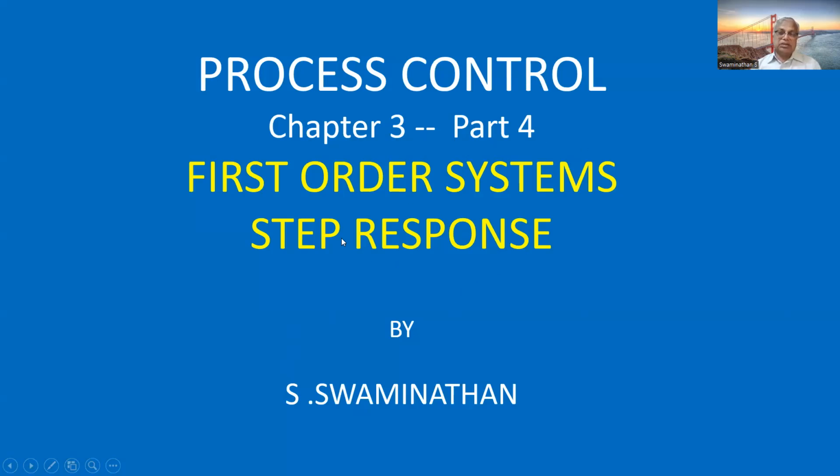So in this part, we'll be seeing the step response of first order systems. What happens if you give a step input to a first order system? When we discussed the transfer function, I explained that the transfer function is a parameter which helps us predict the dynamic nature of the system. Given the transfer function, we can predict the transient response of that system for different types of input forcing functions. So now we'll see what the response will be for a step input.